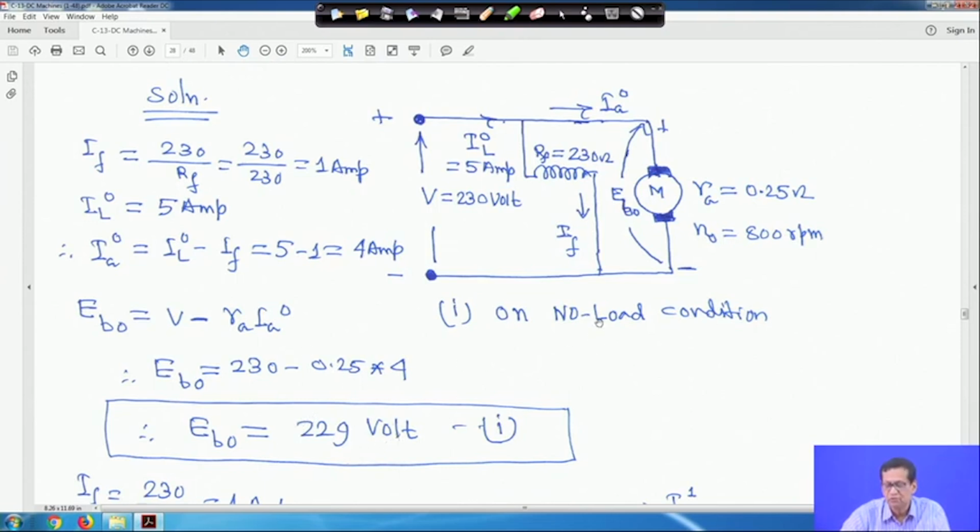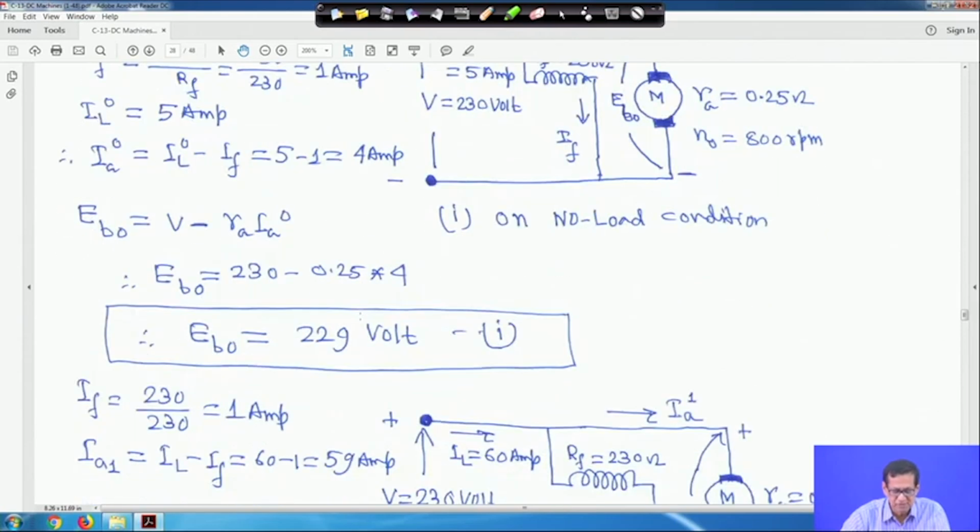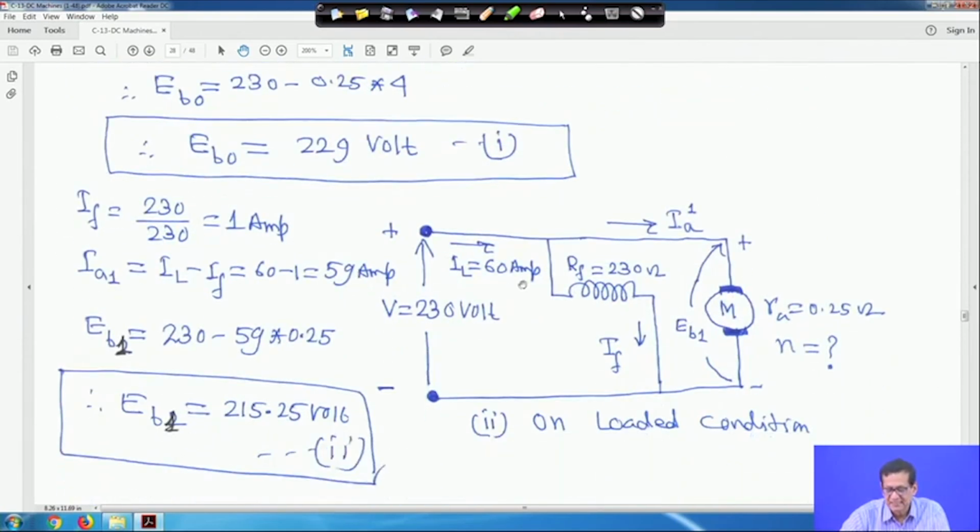Now, this is on no load condition. Now, when it is loaded, this is the circuit. At that time it is drawing a current of 60 ampere, and this is the current IA1, RA is 0.25 ohm. You have to find out the speed, and this is 230 ohm. That means field current IF is 230 upon 230, 1 ampere. So at no load or at this load, the field current will remain the same, again 1 ampere. That means the flux remains constant. In both cases the field current is constant, which means the flux remains constant.